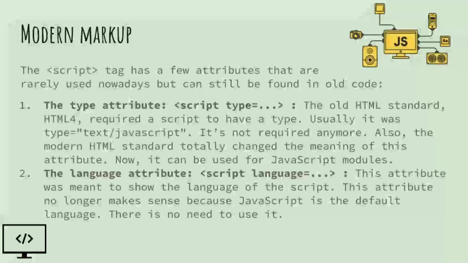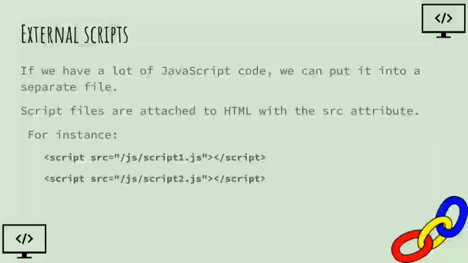Second attribute is the language attribute. This attribute was meant to show the language of the script. This attribute no longer makes sense because JavaScript is the default language. So according to the modern standards, script tag doesn't require the type attribute and the language attribute anymore.